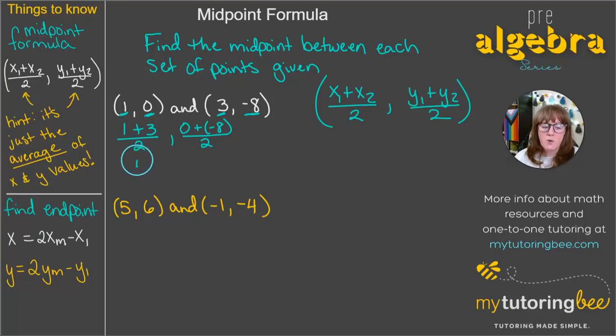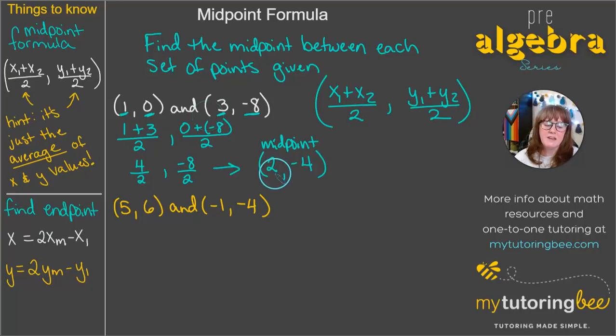1 plus 3 is 4. So we get 4 over 2, comma, 0 plus negative 8 is negative 8 over 2. I'm just going to continue writing it over here to the side. 4 divided by 2 is 2. Negative 8 divided by 2 is negative 4. So this is our midpoint between these 2 points.